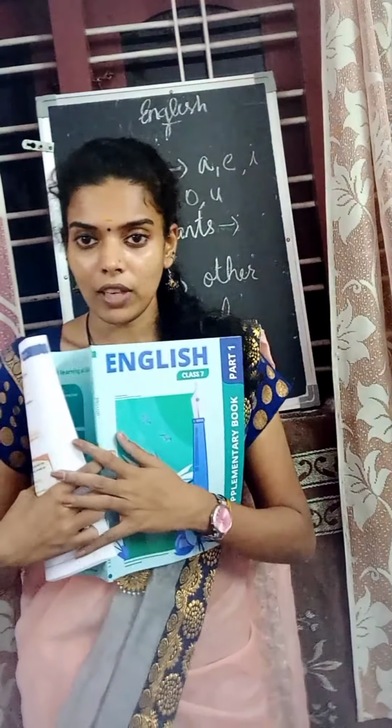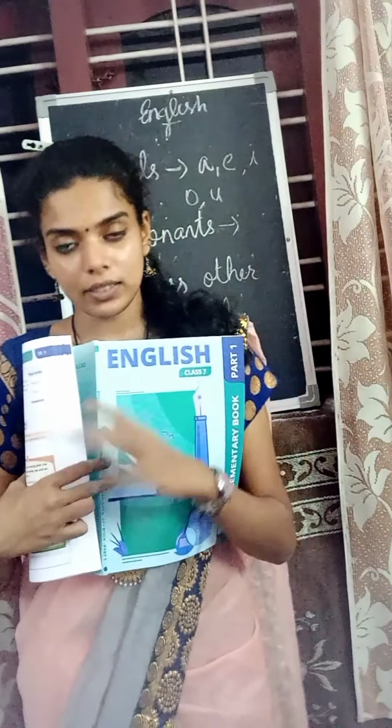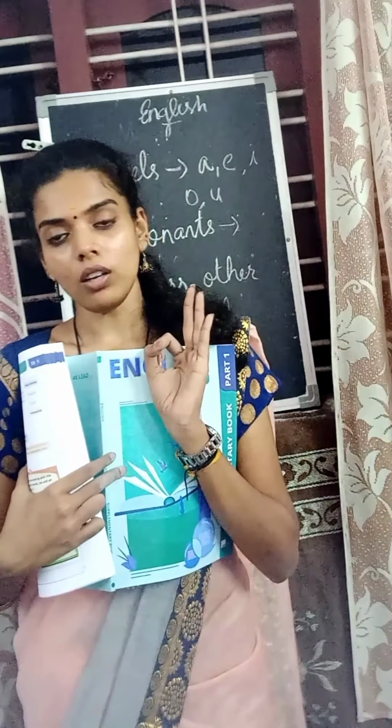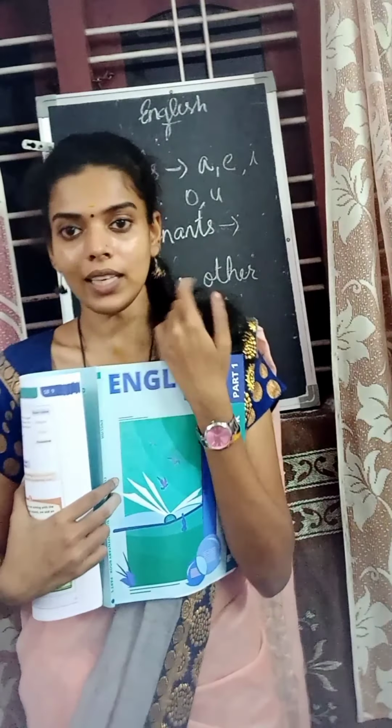So normally we will add S to a word to form plural. Okay. The next rule is, if the word ends with CH, SH, X or O, and it should be after a consonant. Consonant means the letters other than vowels.